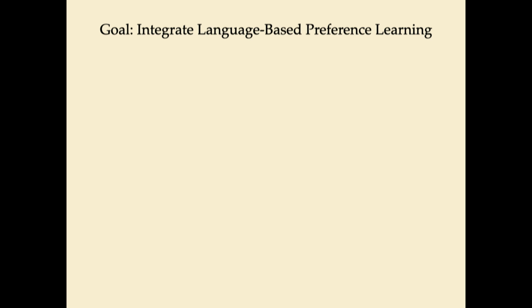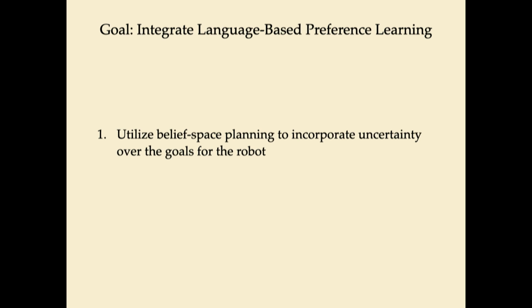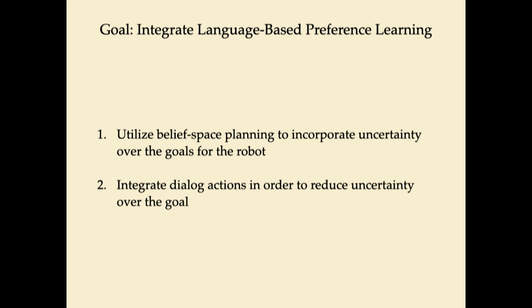Now, the thing to notice about this as an overall system is that because we're breaking things down into these high-level actions and steps, there's no reason why we can't have those high-level actions also integrate dialogue-based preference learning. So in addition to saying pick or place or move over there, you can say, ask some questions, learn more information about your goal, talk to the person about what you'd like them to accomplish. The basic recipe is that we're going to utilize belief-based planning to incorporate uncertainty over goals for the robot, and then we're going to integrate dialogue actions in order to reduce uncertainty over the goal.